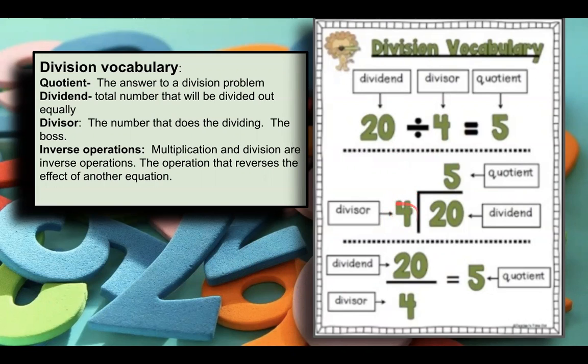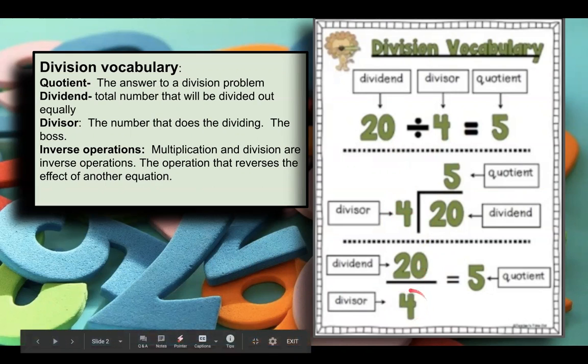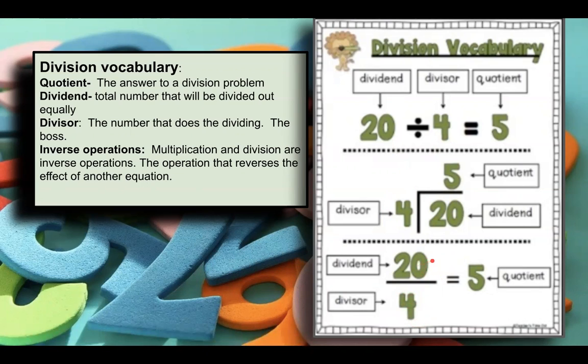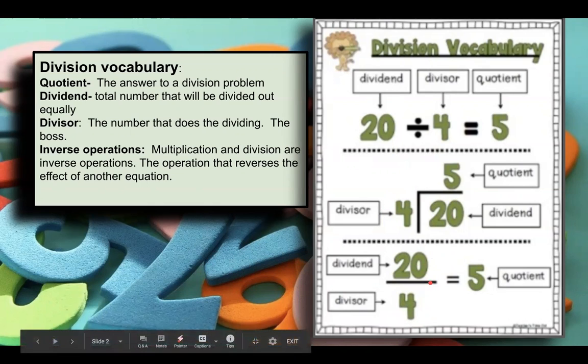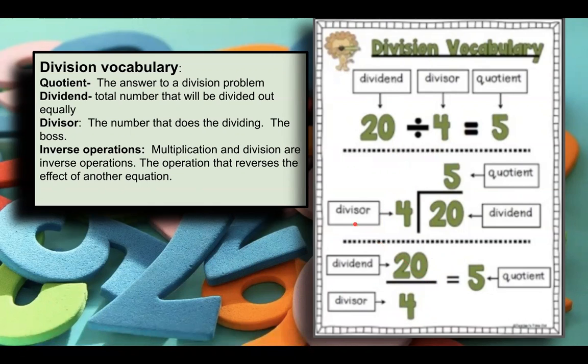Divisor's in the front here. She's telling 20 to divide out into 4 groups or to skip count by 4. And then here, the divisor's underneath the bar, and she's telling this 20 divide out by 4. 4, 8, 12, 16, 20.